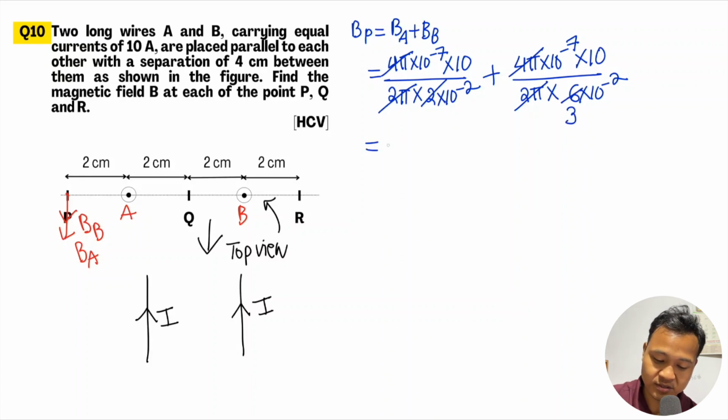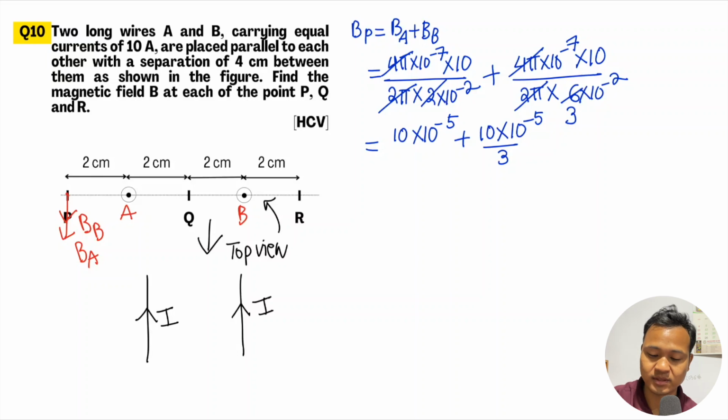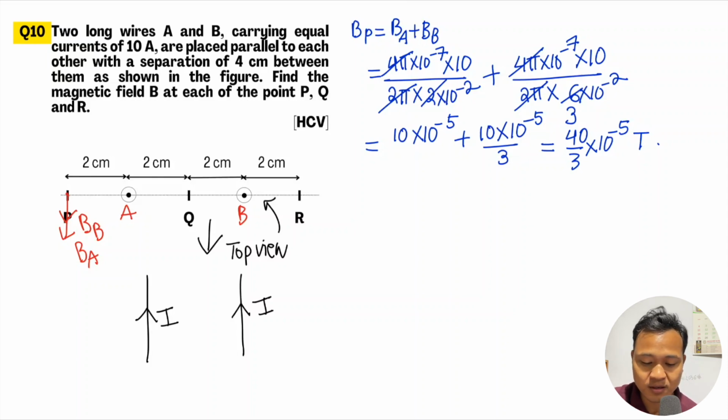So I will have here 10 into 10 power minus 5 plus 10 into 10 power minus 5 divided by 3. To solve this, you have 4 by 3, so 40 by 3 into 10 power minus 5 Tesla. In decimal it is 13.33. So here the first is at point P.